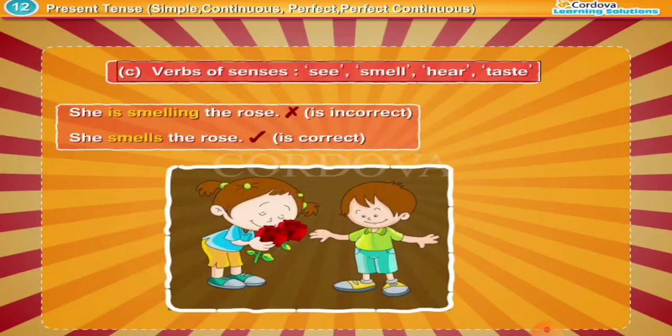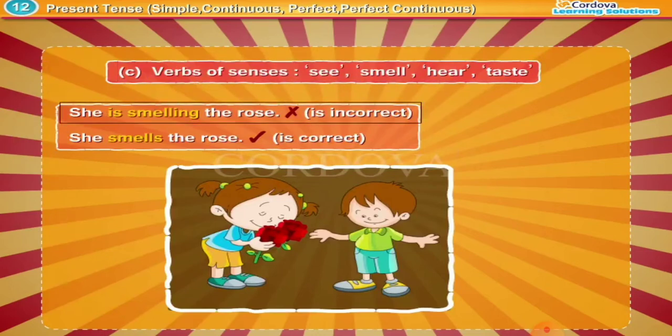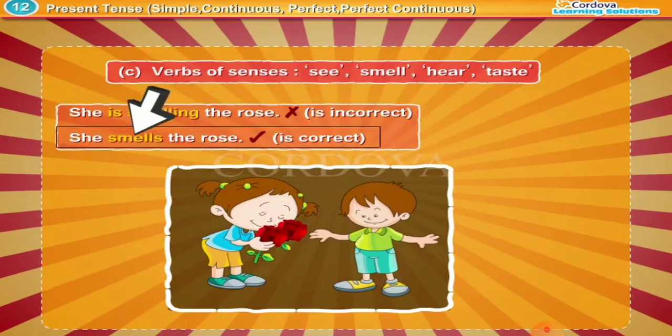Verbs of senses: see, smell, hear, taste. She is smelling the rose is incorrect. She smells the rose is correct.